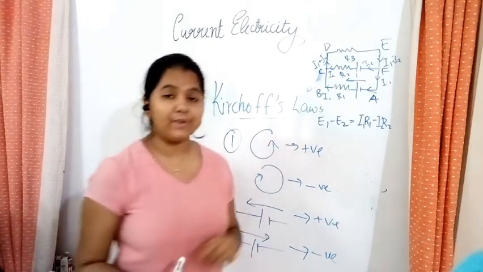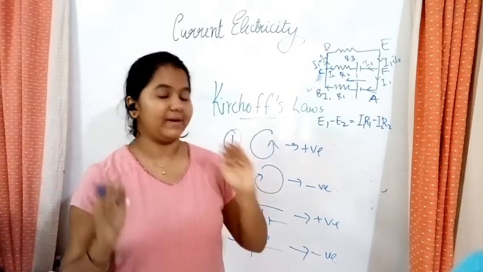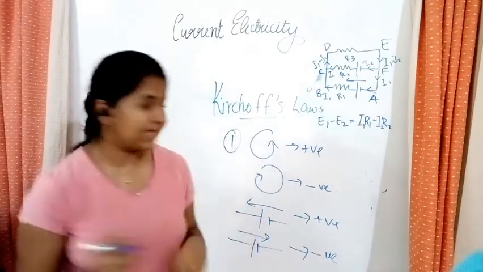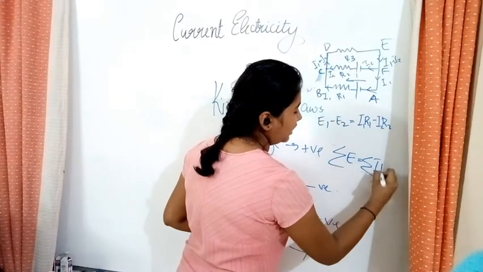So how is E1 minus E2? E2 is equal to I1R1 minus I2R2. So I1R1 minus I2R2. We learned that what? Sigma E is equal to sigma I into R.